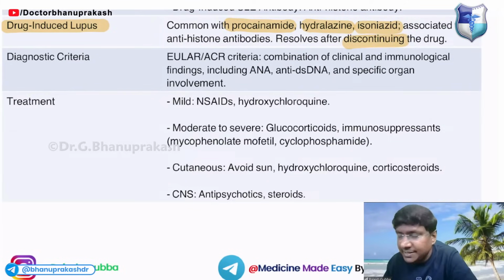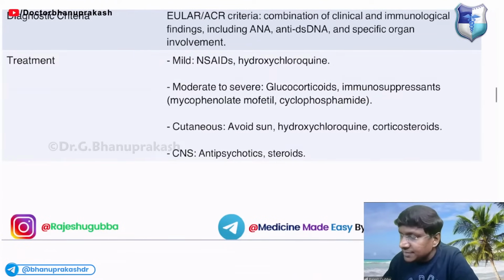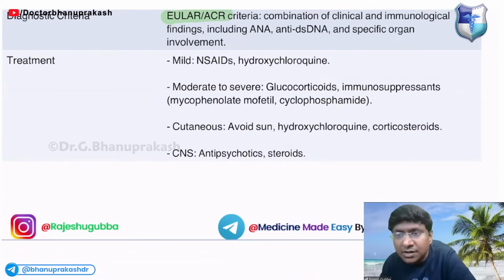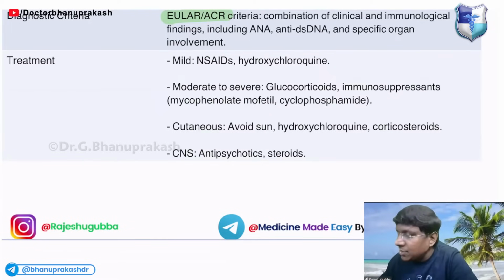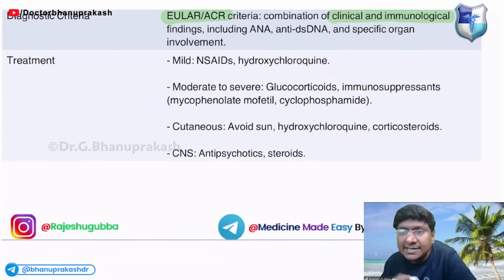What is the name of the criteria for the SLE? The name of the criteria will be the EULAR or the ACR criteria. What will be there in this EULAR or ACR criteria? There should be a combination of the clinical and the immunological findings. And that immunological finding includes ANA, anti-dsDNA, and specific organ involvement.